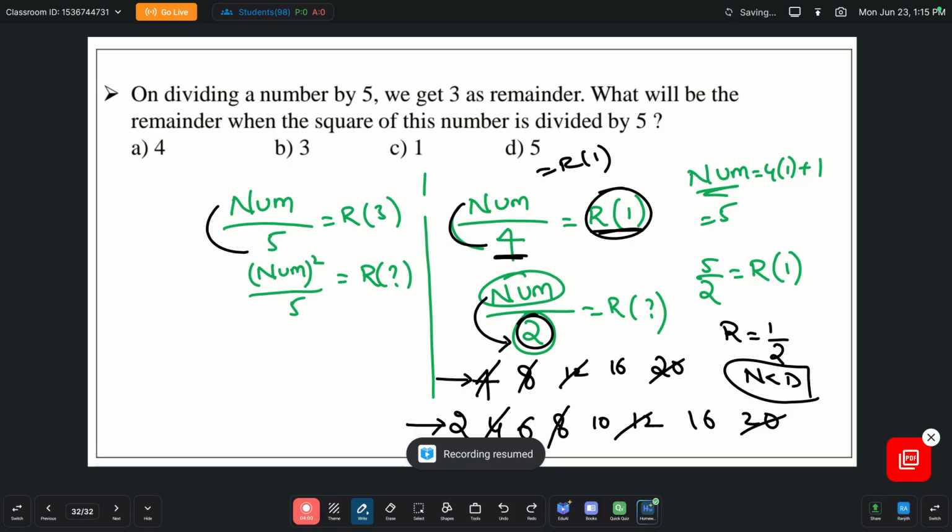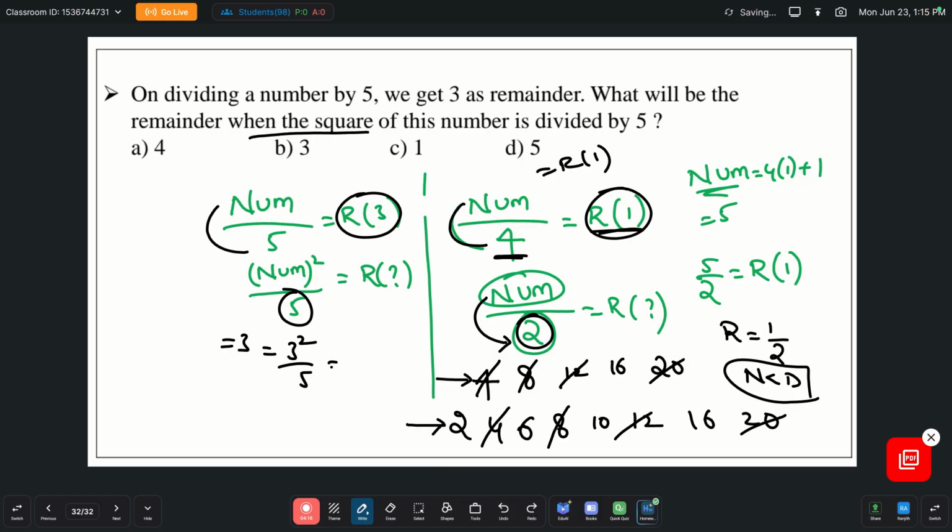Here the number divided by 5, the remainder we are getting is 3. Again divided by 5, in the sense, again no need to divide. So the remainder will be equal to 3. We need to take the remainder square. Remainder square will be 3 square. In the same way, 3 square divided by 5. 3 square is 9. 9 by 5, the remainder is 4.